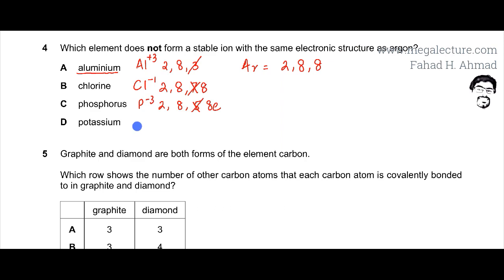And the same would be true for potassium. Potassium has 19 electrons, so its electronic structure is going to be 2, 8, 8, and then 1. But potassium is in group 1, it forms a +1 ion, it loses its 1 electron. So it's also left with 2, 8, and 8 electrons in its third shell, which is going to be the same as argon. So option A is going to be the correct answer because its stable ion is not going to be exactly like argon.